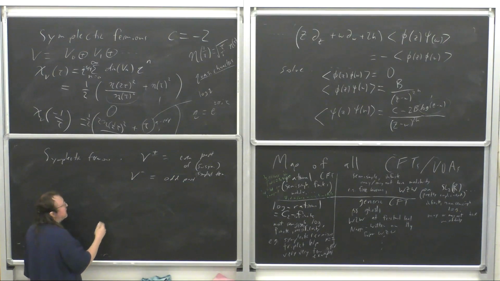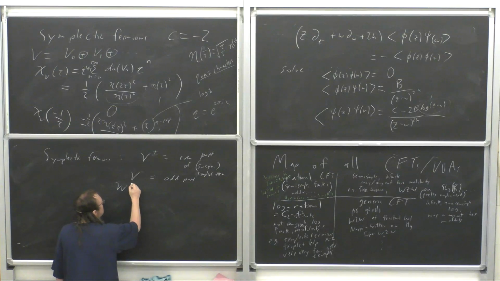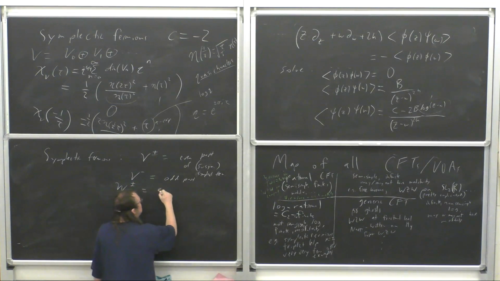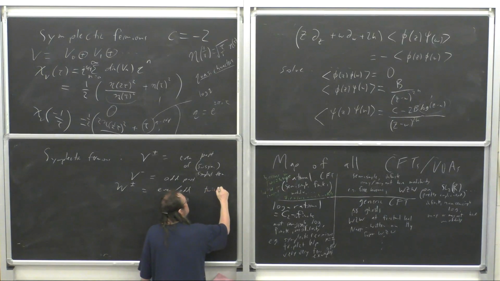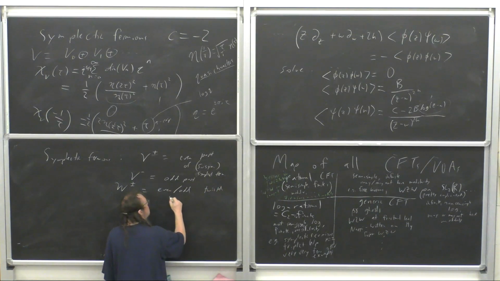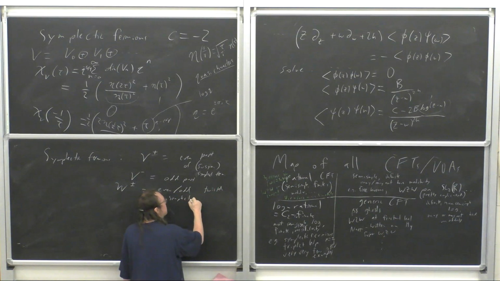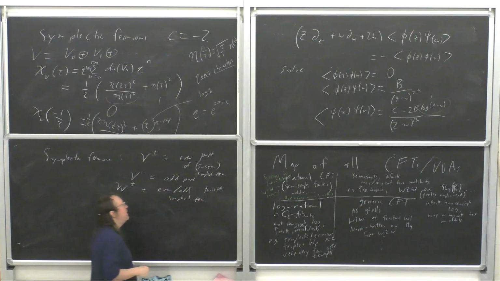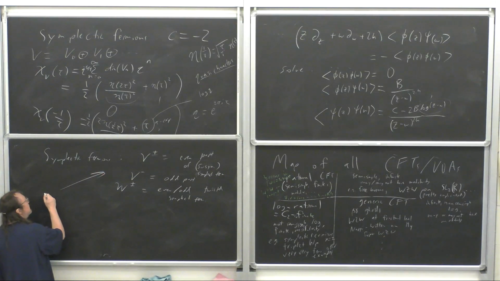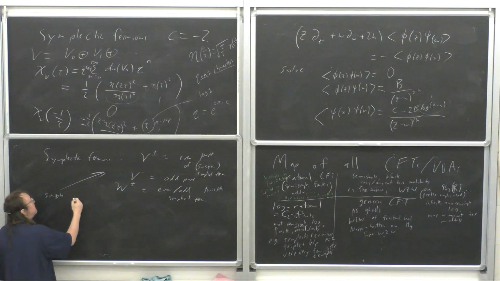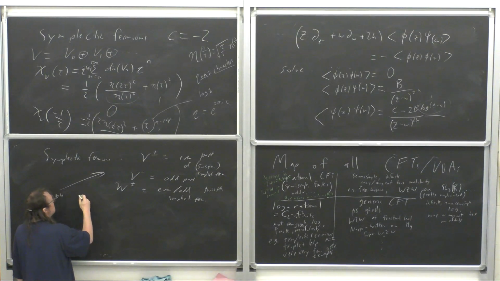And then you have something that I guess I'll call W. So this is the even or odd twisted symplectic fermions. And this is it. Those are the simple, or irreducible, symplectic fermion modules.